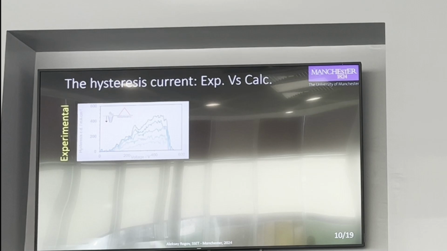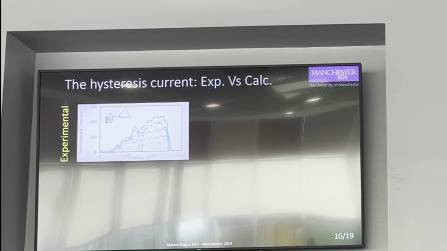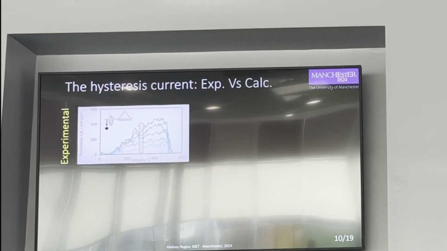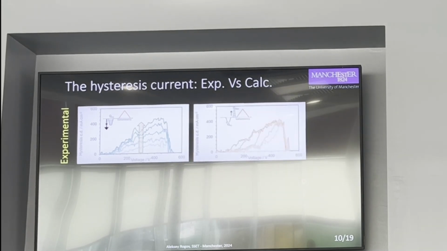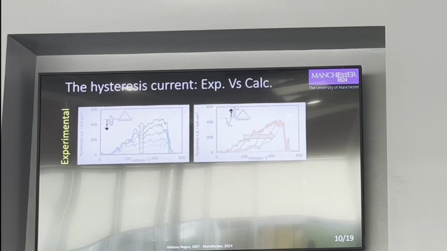So if we look into the experimental results, when we vary the magnitude of the negative pulse preceding the potentiodynamic pulse, we see that the hysteresis current response changes progressively, increasing. If we introduce an intermediate positive pulse and increase it step by step, we see how the current response, the hysteresis current of the process, shifts to a higher voltage range.